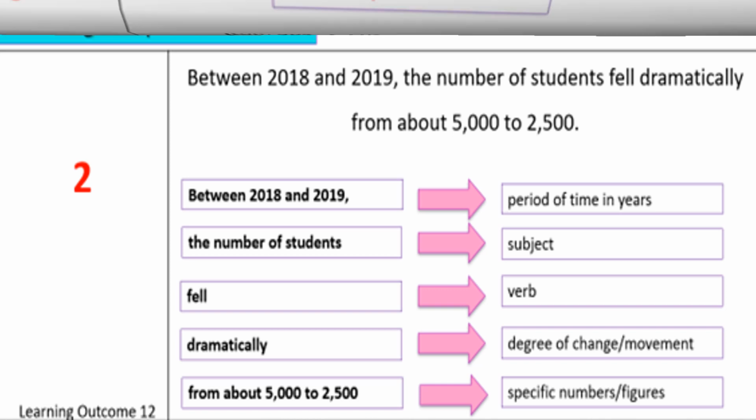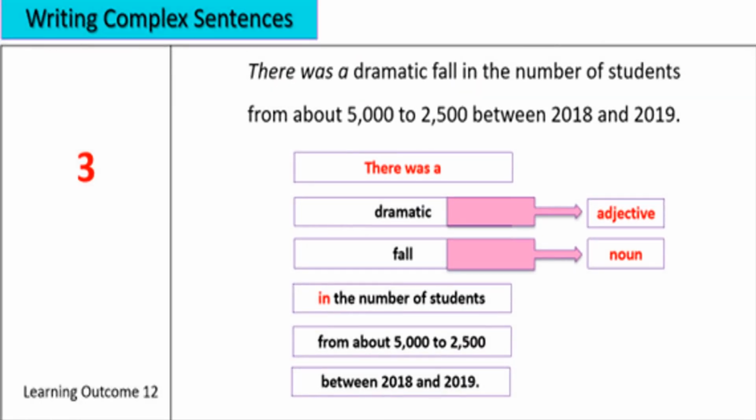Now, in the third structure, you will start your sentence with there was a. If you are writing your graph in a past tense, you will use there was a. Now, earlier we were writing the subject, the time period followed by the verb. But here we are using adjective and noun structure.